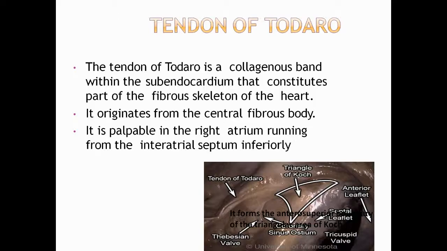The tendon of Todaro is a collagenous band within the subendocardium that constitutes part of the fibrous skeleton of the heart. It originates from the central fibrous body and it is palpable in the right atrium, running from the interatrial septum inferiorly.